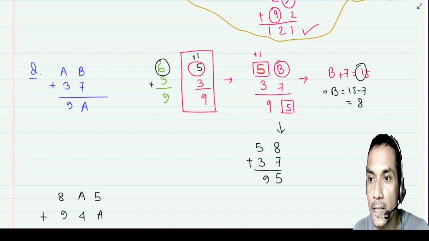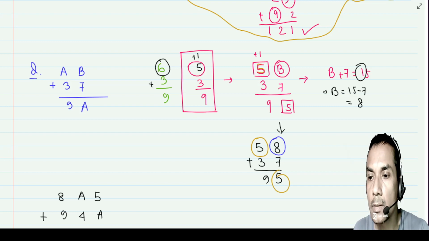Now finally we get 5, B is 8, and 7, and 3, and 9, and 5. Check whether the answer is correct or not. So B we get here, this is the B value. And what A do we get? We get A here. This is the A.